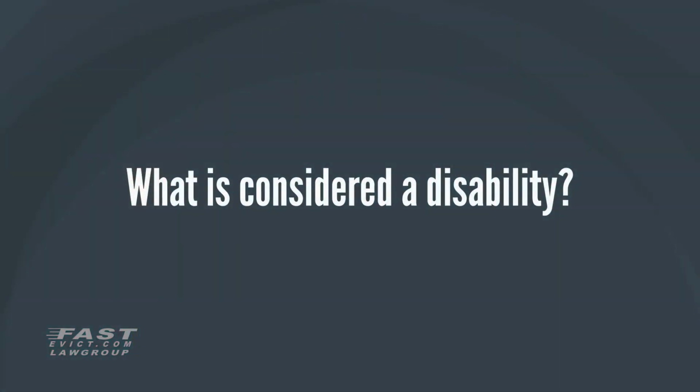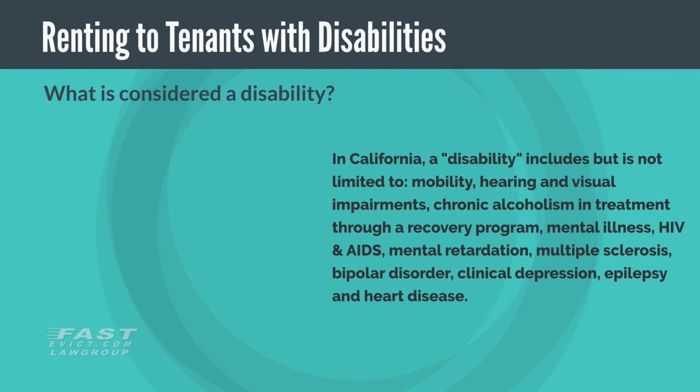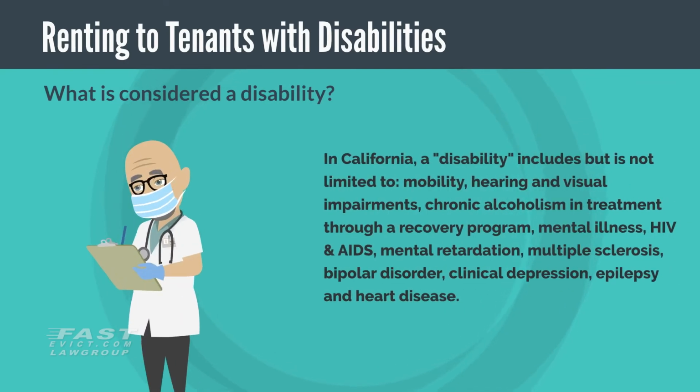What is considered a disability? The Fair Housing Act and the Fair Housing Amendment Act recognize both physical and mental disabilities that limit major life activities. These disabilities may include mobility, hearing, and visual impairments, chronic alcoholism being treated through a recovery program, mental illness, HIV, AIDS, and mental retardation. In California, disabilities also include multiple sclerosis, bipolar disorder, clinical depression, epilepsy, and heart disease.